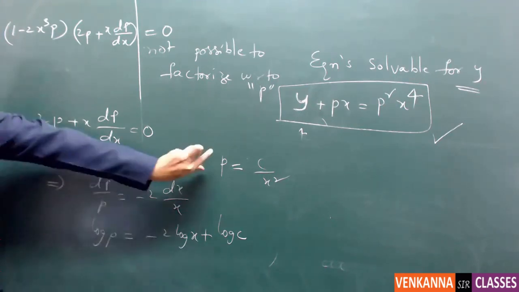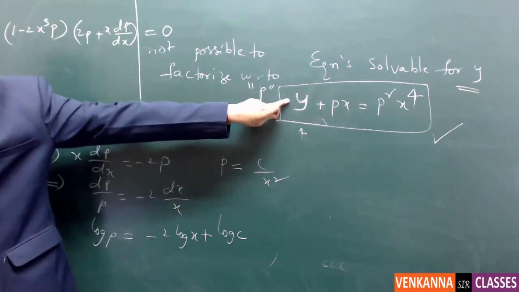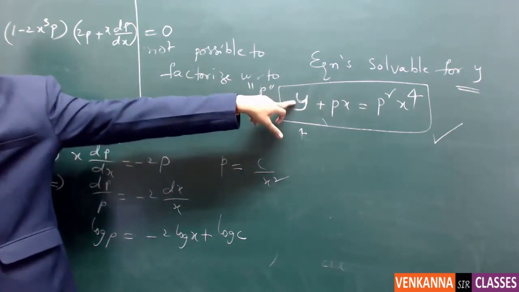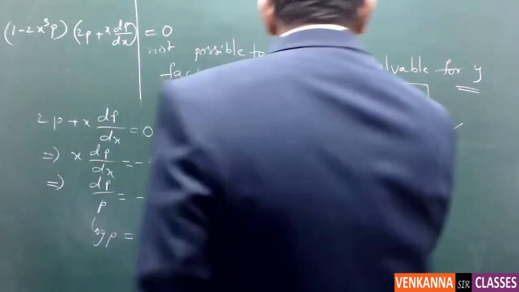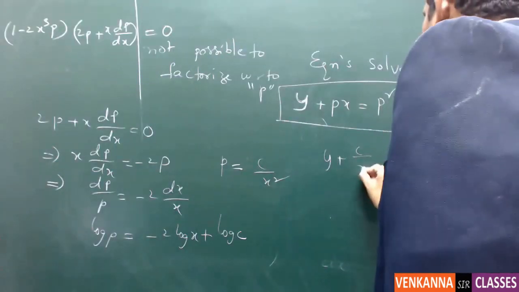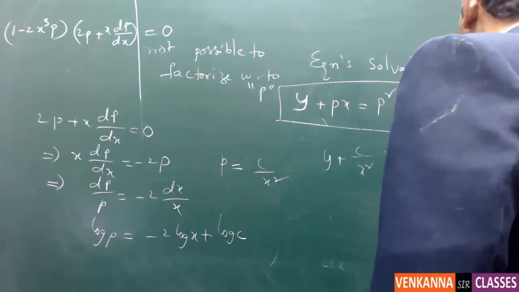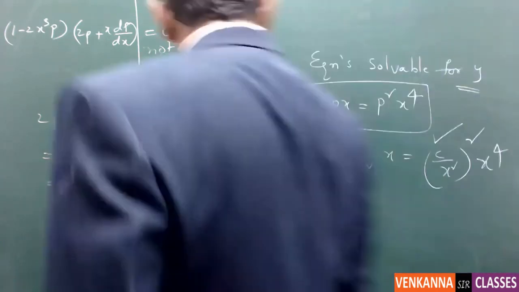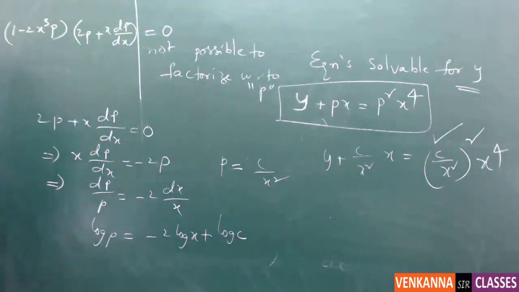So if you substitute the value of p here in the given equation, p gets eliminated completely, and which is our required general solution. So what is the final answer? y plus c by x square into x is equal to (c by x square) whole square into x power 4. That is the final answer. Okay, so we have to substitute the value of p in the given equation, and we have to write the final solution. That is the conclusion of the problem.